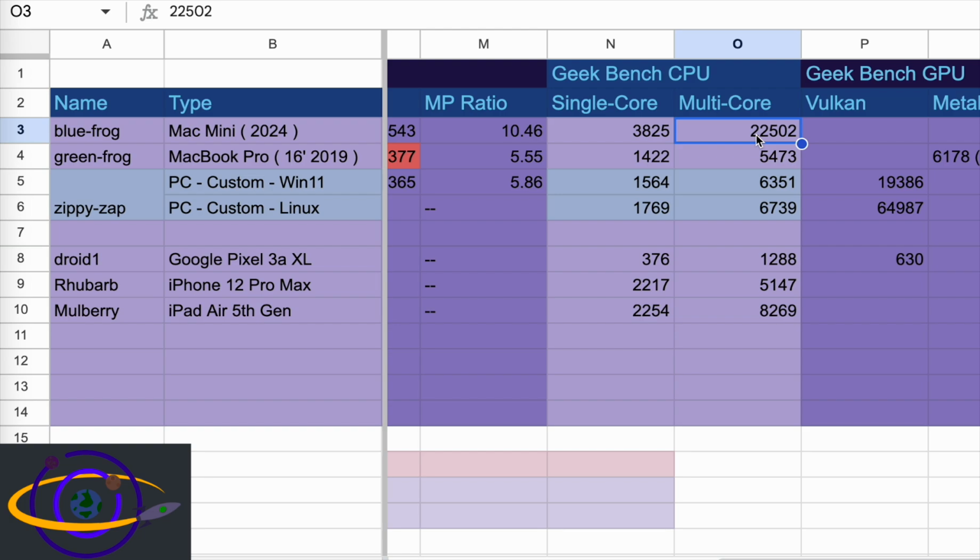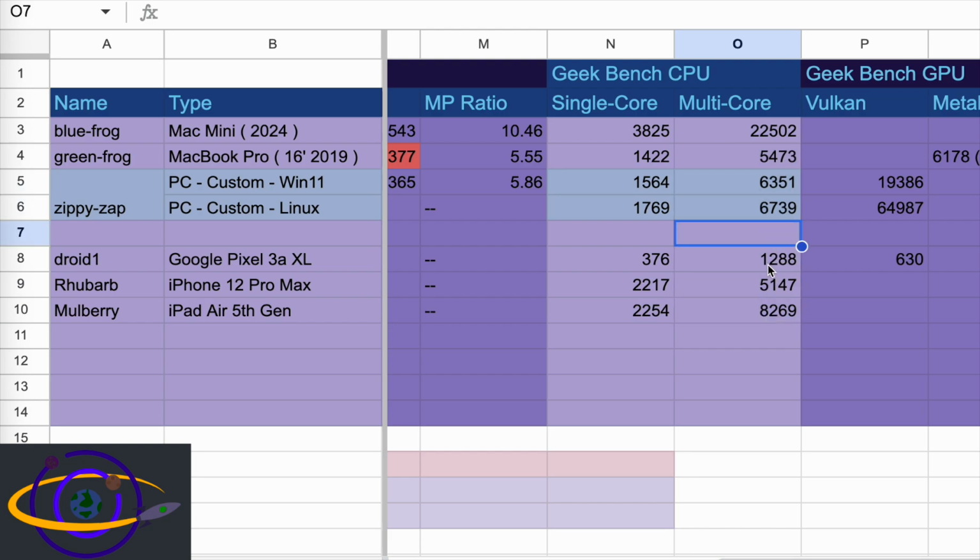Now, for multi-core performance, you're going to see a huge difference. This is by far the most powerful, the M4 Pro, 22,502 is the score, versus for the MacBook Pro we have over 5,000, and for the custom PC, we have over 6,000. We had slightly better multi-core performance on Linux versus Windows, and both of them performed a little bit better than the mobile i7 on my MacBook Pro. This is all to be expected, and obviously for multi-core performance, the M4 Pro basically blows them all out of the water. It is better than any of these systems.